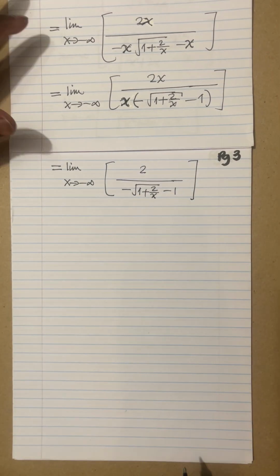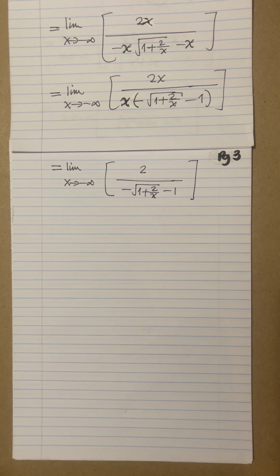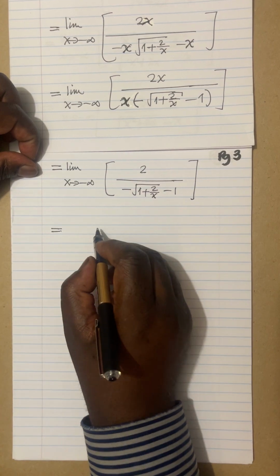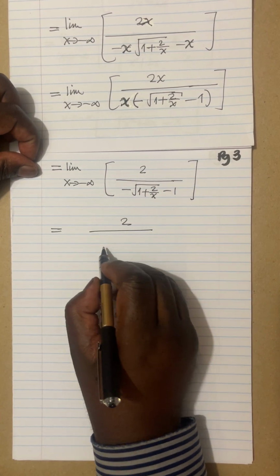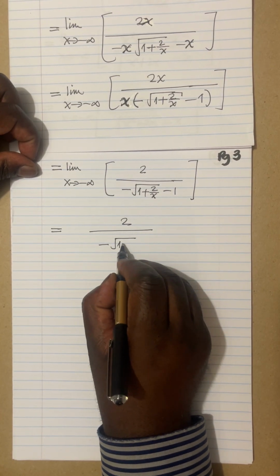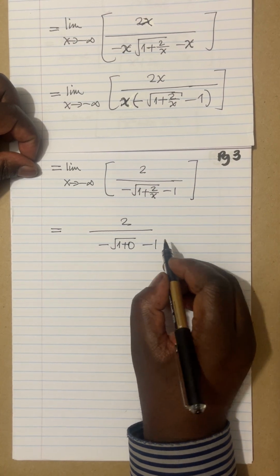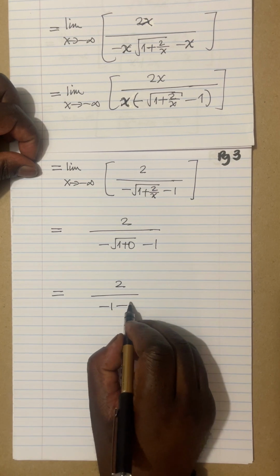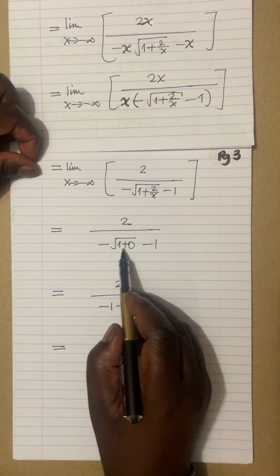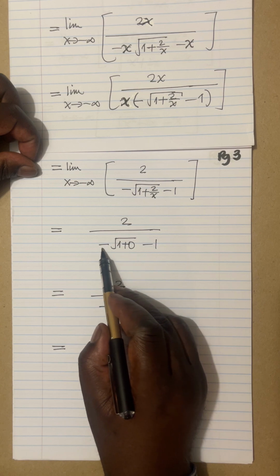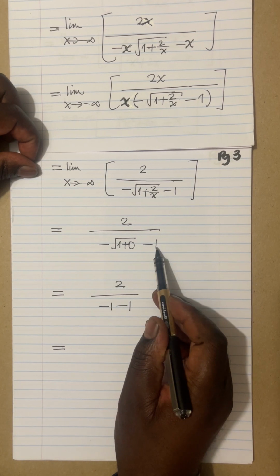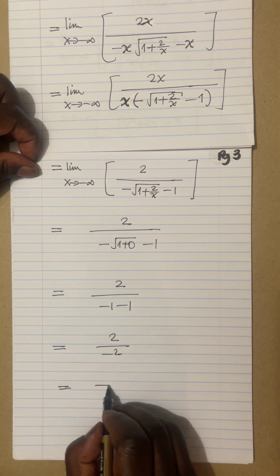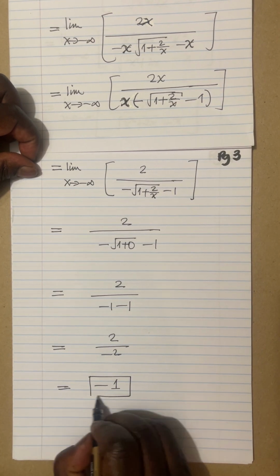Now notice something here. As x approaches minus infinity, 2 over x approaches 0. So this can be rewritten as, in the numerator, 2 all over minus the square root of 1 plus 0, minus 1. And what does this simplify to? It simplifies to 2 over minus 1 minus 1, since 1 plus 0 is 1. What is minus the square root of 1? It will be minus 1, and then you have minus 1 there. So this will be 2 over minus 2, and your final solution is minus 1. So that is the solution to the first limit.